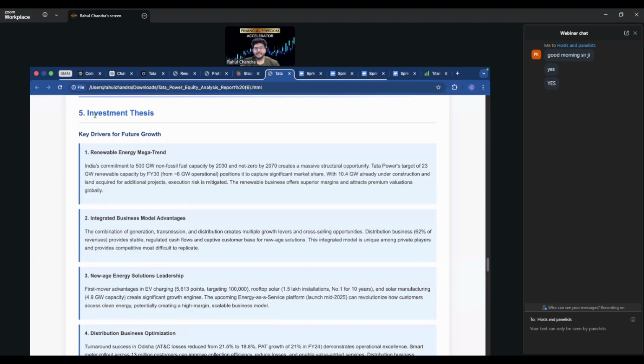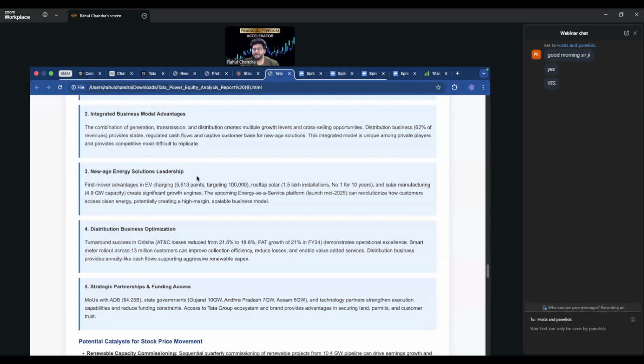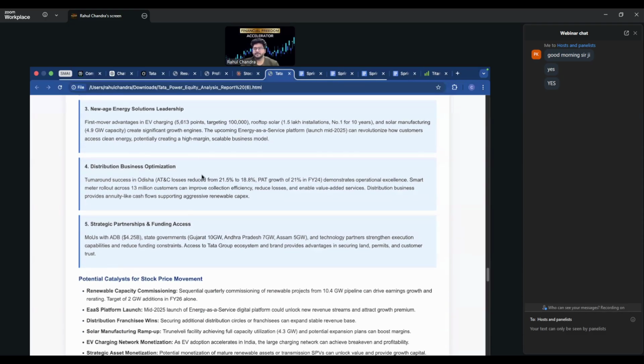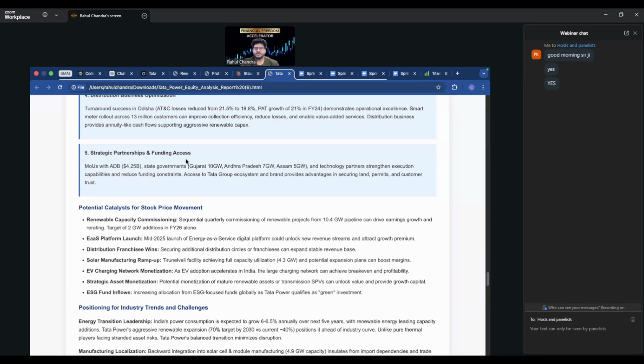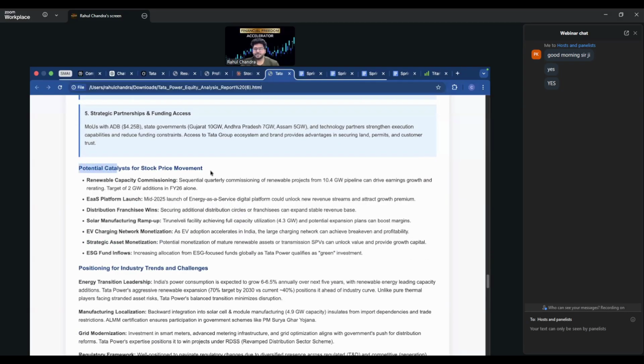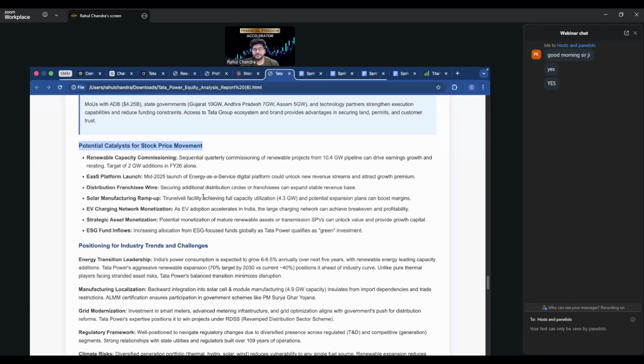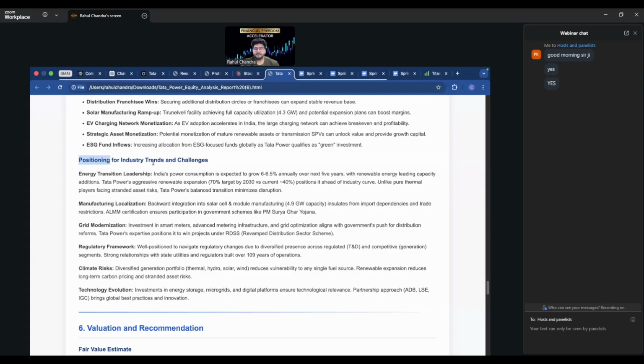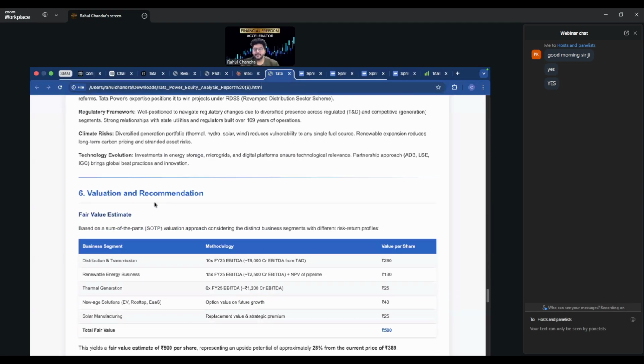Then it builds an investment thesis for you. What are the key drivers for future growth? Renewable energy trend, integrated business model advantage, new energy solution leadership, distribution business optimization, strategic partnerships, and funding access. Correct? So it discusses what things are going right, what the potential catalysts are that can move the stock price up, what its positioning within the industry is, and what trends and challenges it faces.